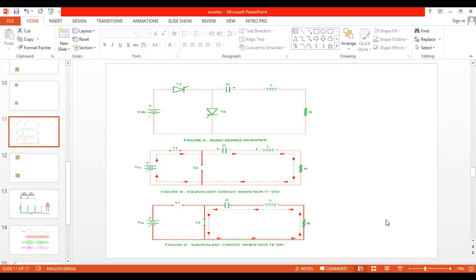We are supposed to write case 1 and case 2. I hope it is clear. This is a very important circuit. Waveforms we'll see later on for this one. So first I want to introduce the inverters in an easy manner. So series inverter, I hope already understood.